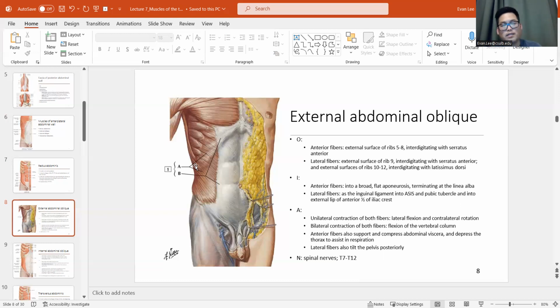Now, something that's kind of unique to these muscles is that right underneath them is where you have a lot of abdominal organs. So when you contract these muscles, you also compress the abdominal organs, which can affect digestion, but also respiration. So this is the external abdominal oblique, which is innervated by T7 to T12.